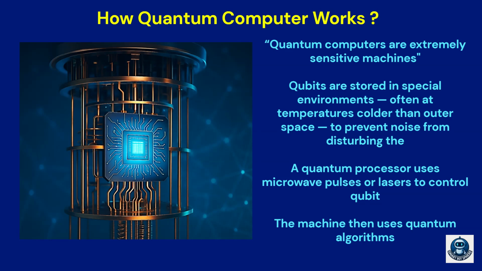Inside this ultra-cold environment sits the quantum chip. It doesn't look like a normal CPU. Instead, it's covered in patterns of superconducting loops, trapped ions, or photonic circuits depending on the technology used. Qubits are controlled using precise microwave pulses, lasers, or electromagnetic fields. These pulses manipulate the quantum states, putting qubits into superposition, entangling them, or performing measurements. Quantum algorithms like Shor's algorithm for factoring or Grover's algorithm for search take advantage of quantum mechanics to achieve speedups impossible for classical computers.